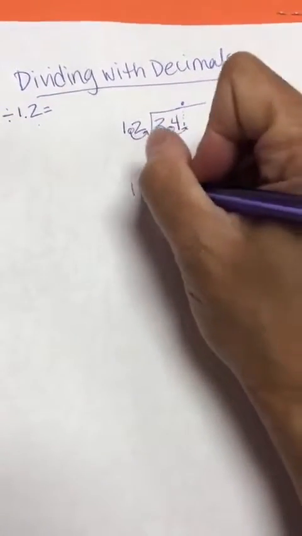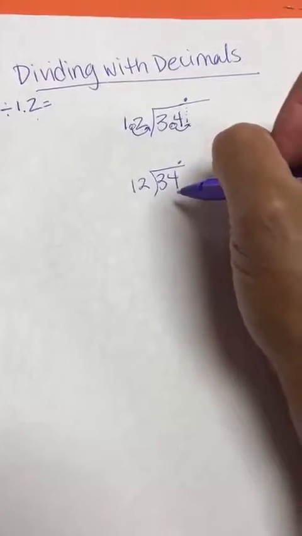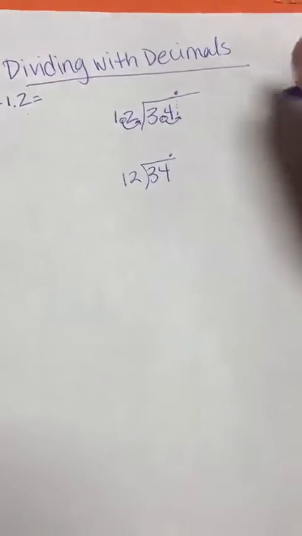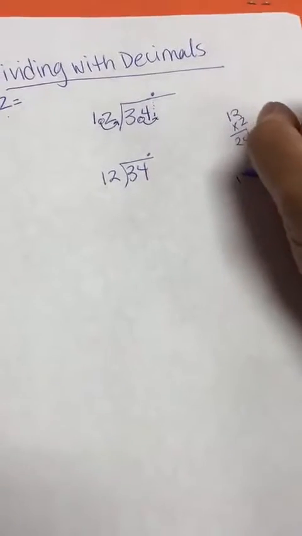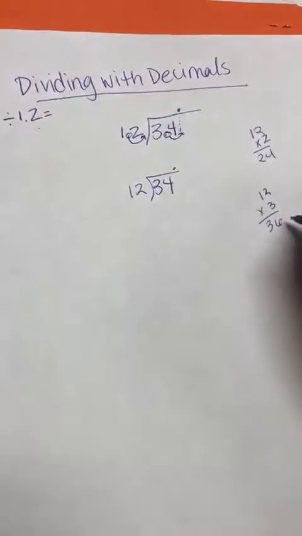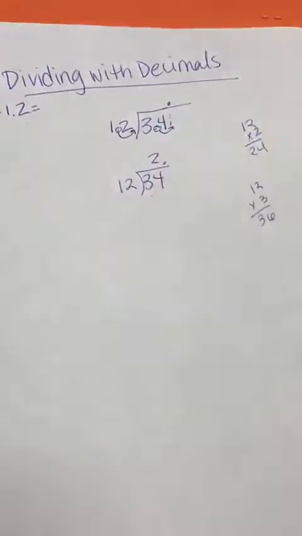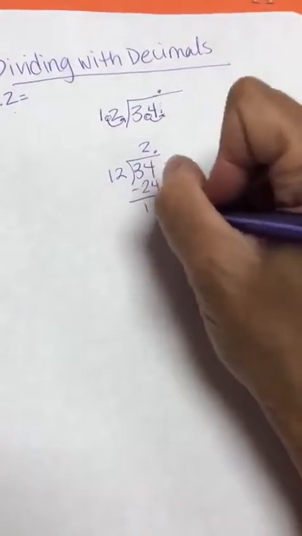You could even rewrite it to make it neater, right? Just make sure you put the decimal in the correct place. And then you say, how many groups of 12 can fit into 34 without going over? If you're not sure, you can always do some scratch math. 12 times 2 is 24. 12 times 3 is 36. So we can't do 36 because it's too many, so we do 2. And that exact factor, or product, is 24. And then we subtract and we get 10.